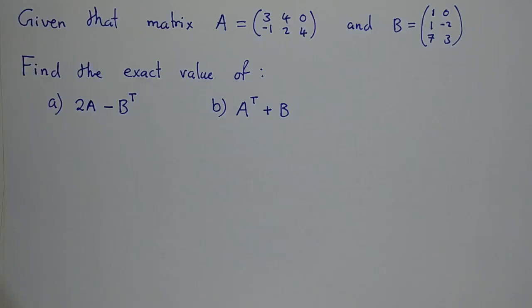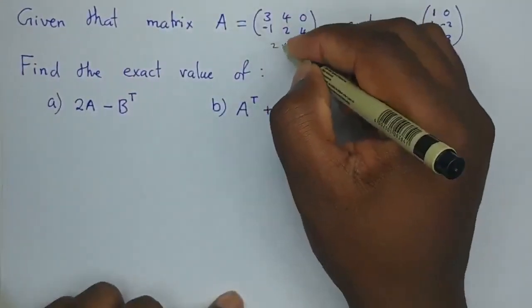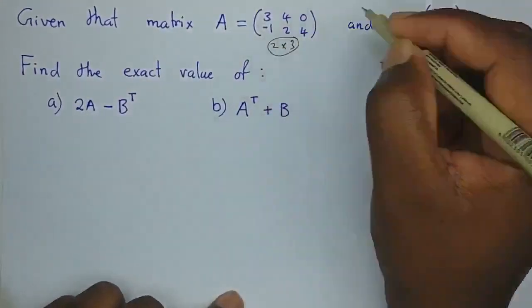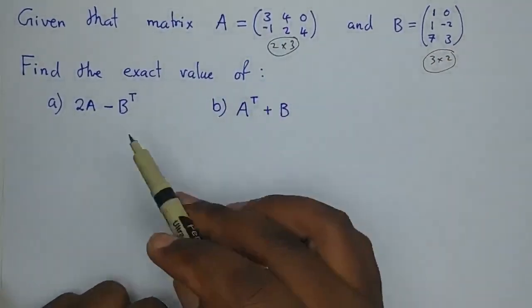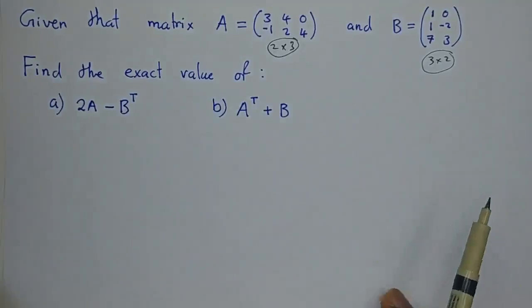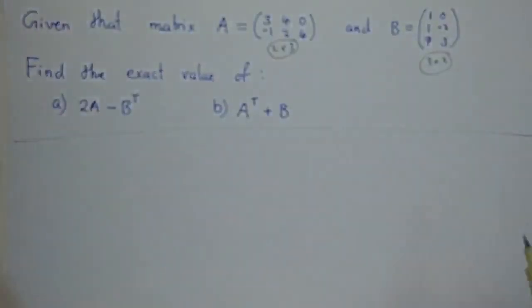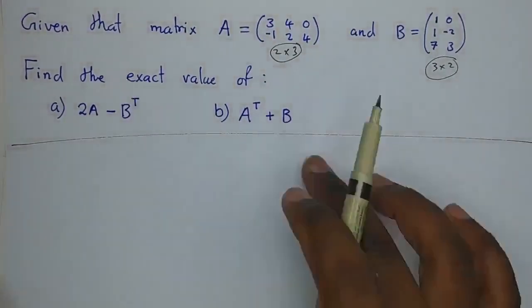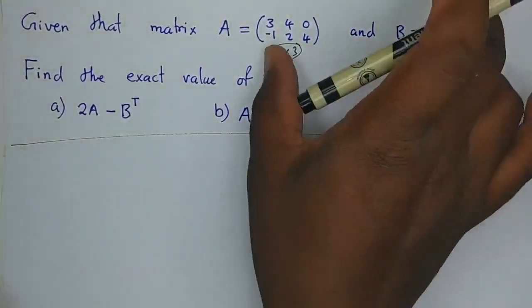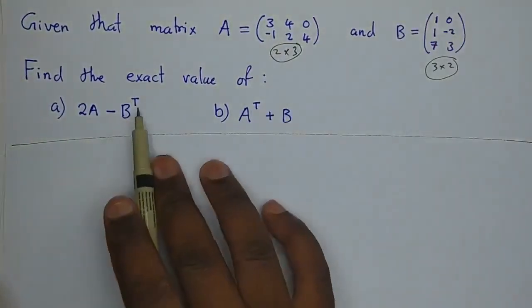Okay, so given matrix A and matrix B, it's important to note that matrix A is a 2 by 3. That's the order. This matrix is a 3 by 2. Find the exact value of this here. We can only add and subtract matrices if they have the same order. That's why we haven't been given a question to say what is A plus B, because the order is not the same. But otherwise, we're going to transpose them.